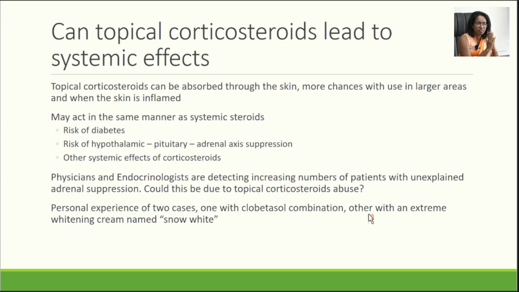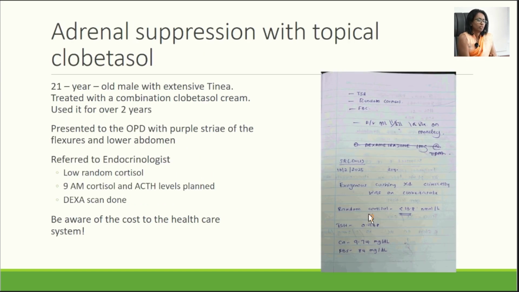So these are my personal experiences, 2 patients within this year. One with a combination of clobetasol and a combination cream used for tinea. The other one, she wanted whitening, right? Snow White whitening. So these are the cases. This is topical clobetasol. This was a kind of a penta combination. A 21-year-old male, extensive tinea. He has used this cream.